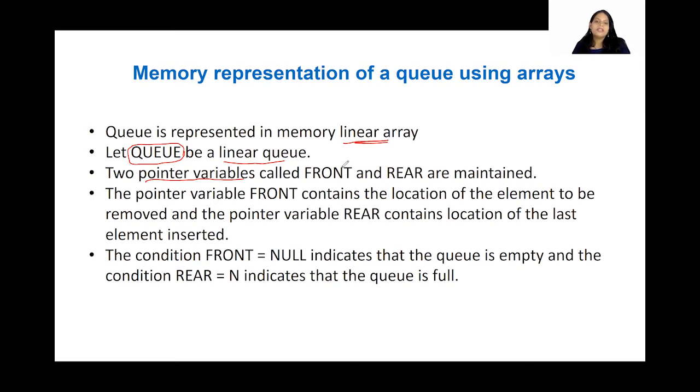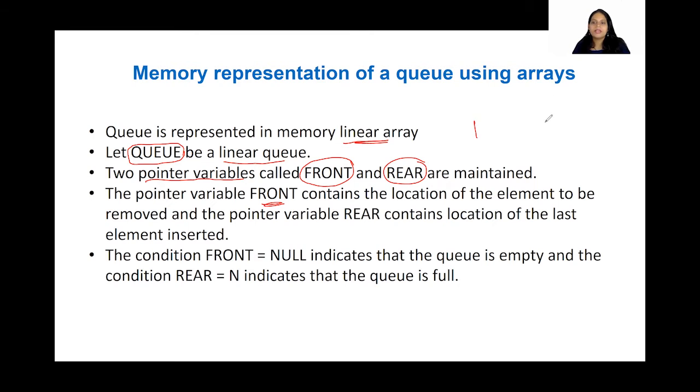So two pointer variables we are going to use. One is front and one is rear. Of course, this is to implement our front and rear, which we have already seen in the previous session. The pointer variable front contains the location of the element to be removed. And the pointer variable rear contains the location of the last element inserted.